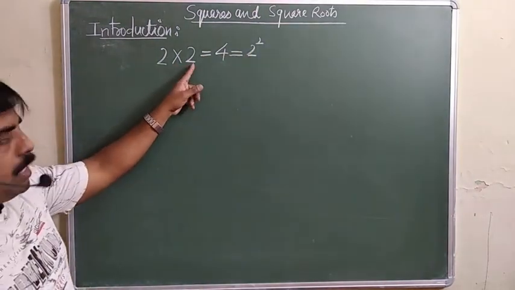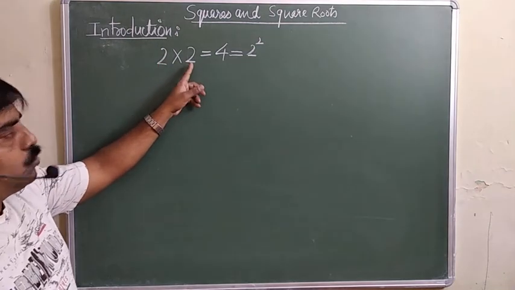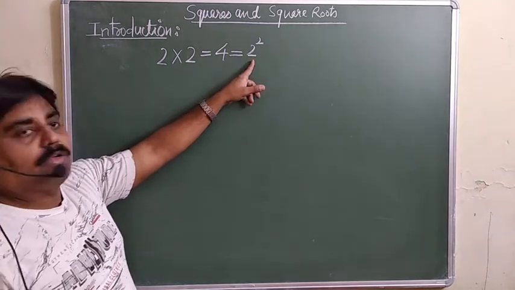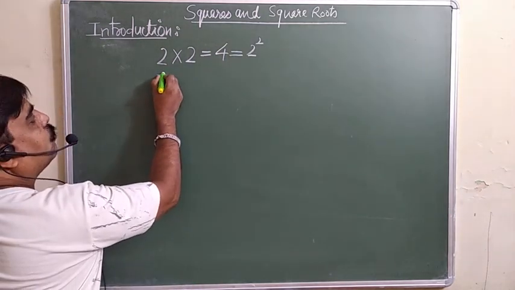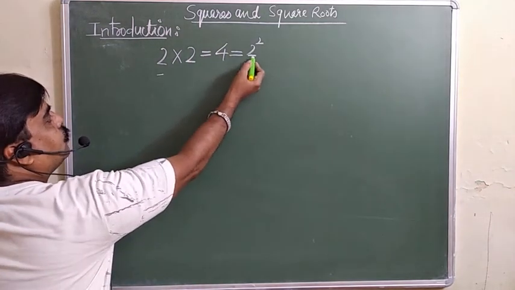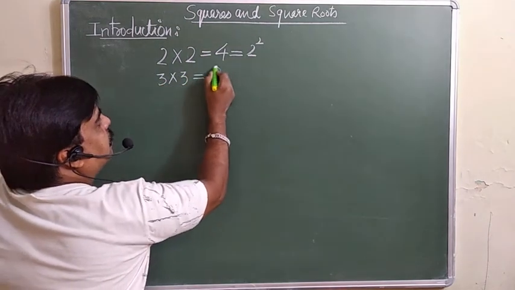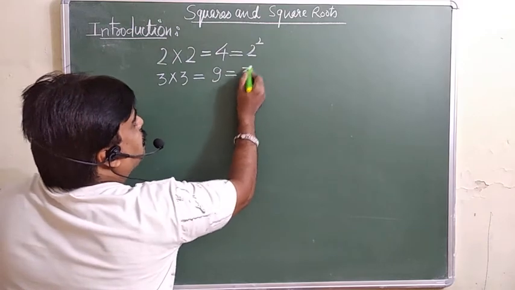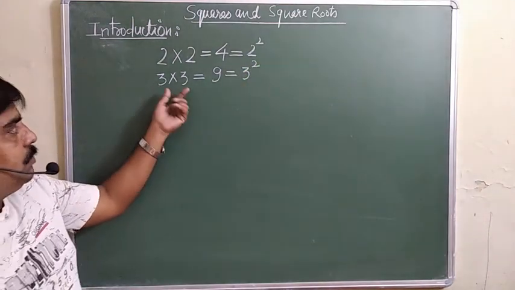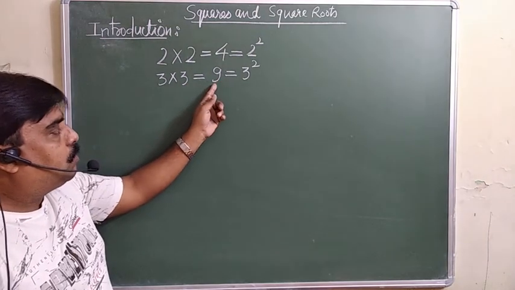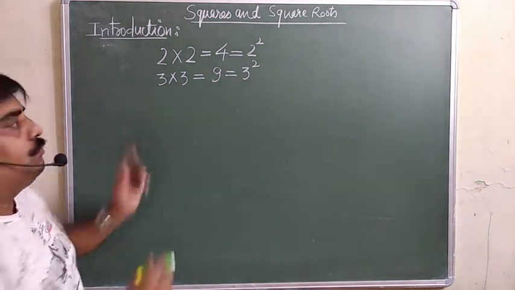If a number is multiplied by itself, whatever the product you get, that product will be the square of the number itself. For example, 3 into 3 is 9. So this is the square of 3. If we multiply a number by itself, whatever product we get is the square of that number.